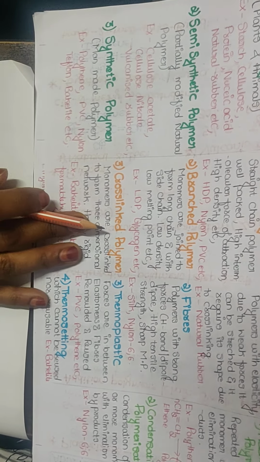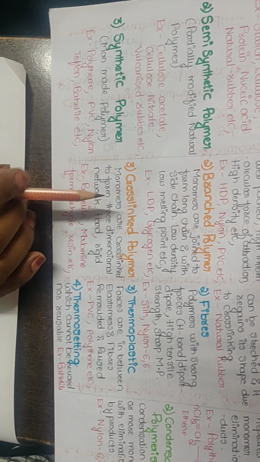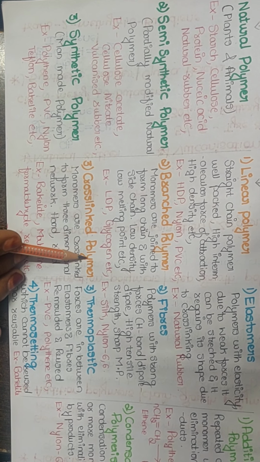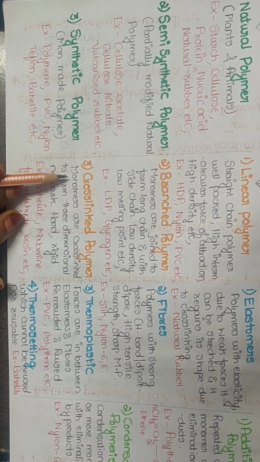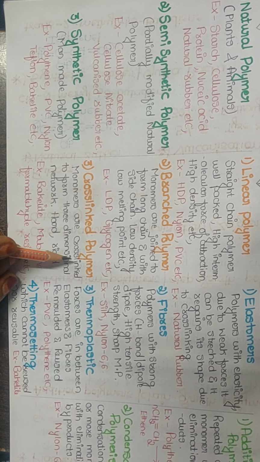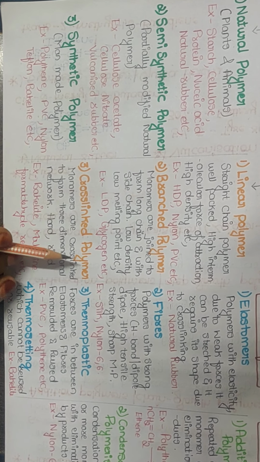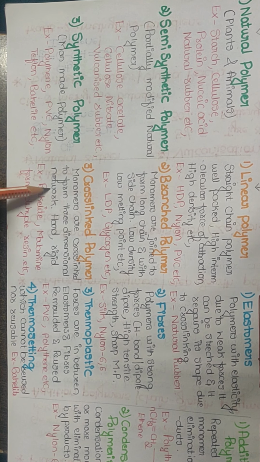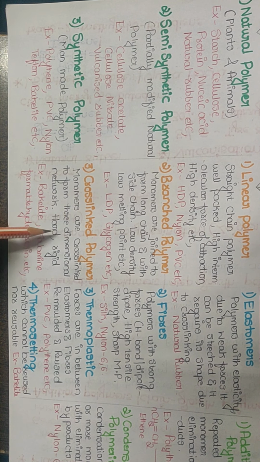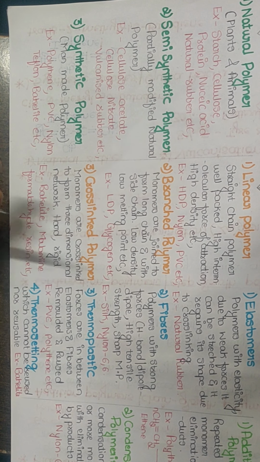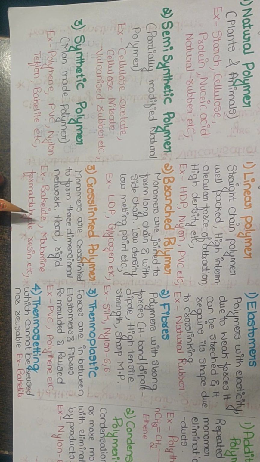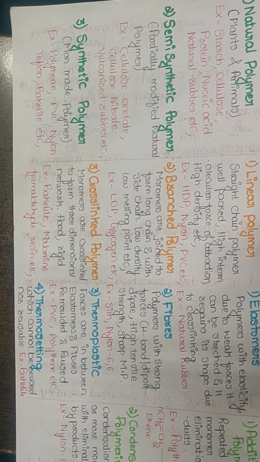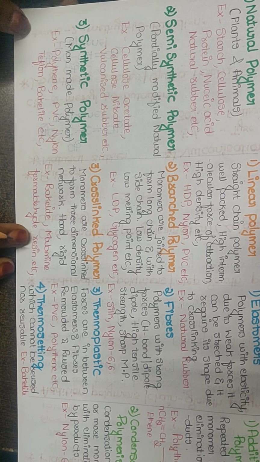Okay, so let us move on to the next classification, that is cross-linked polymer. In a cross-linked polymer, as I have said, the monomers will have cross-linked structures. Due to the cross-linked structure, you will end up with a three-dimensional network-like structure. They will be very hard in nature and highly rigid. The best example is Bakelite. Not only Bakelite, you can also take melamine formaldehyde resin as an example.